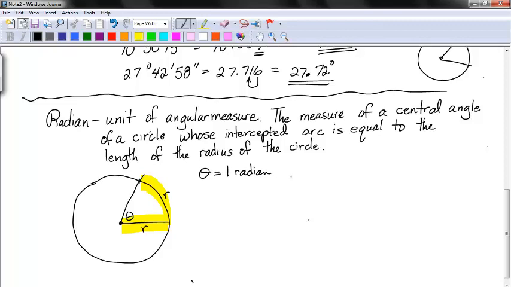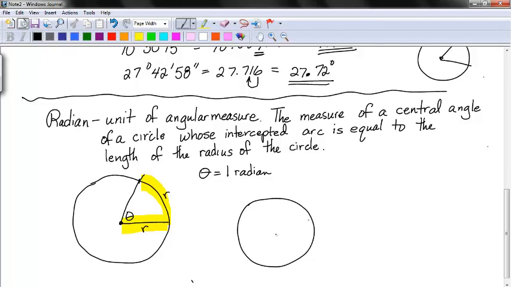Now, if I was saying the radius was 7 inches, and I measured the length of the arc as 7 inches, then that angle mapped out 1 radian. And if the radius was 500 miles and the length of the arc was 500 miles, then that angle is equal to 1 radian. They will give you some problems like this.